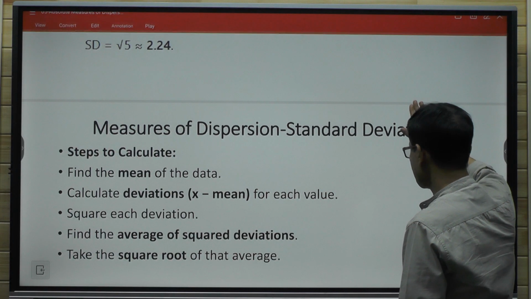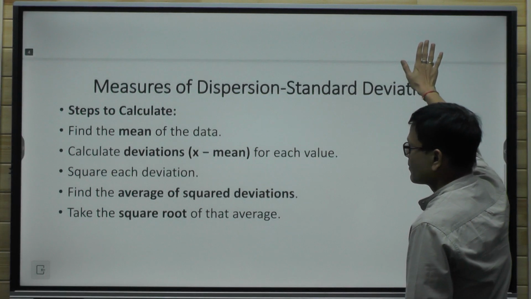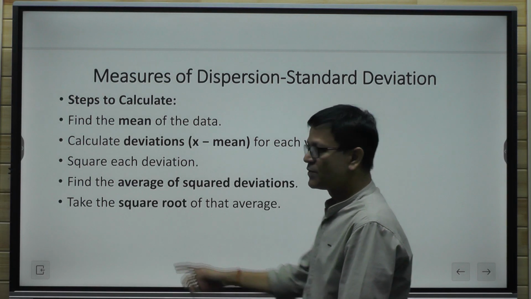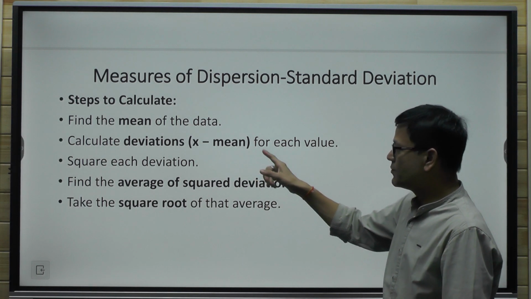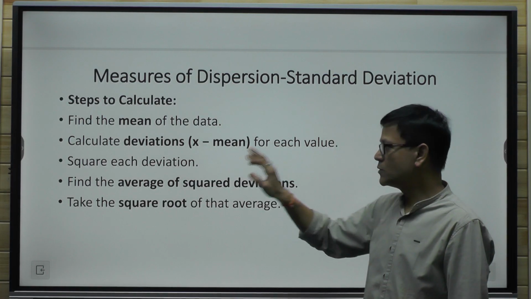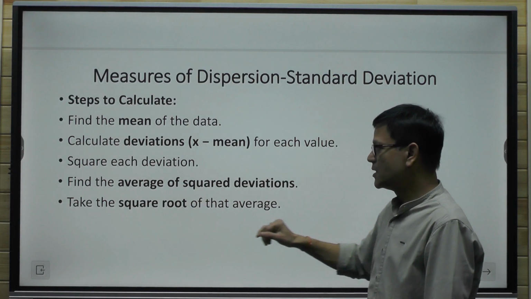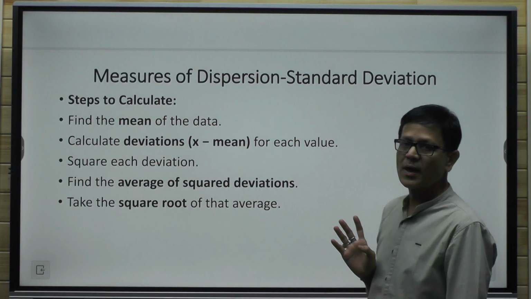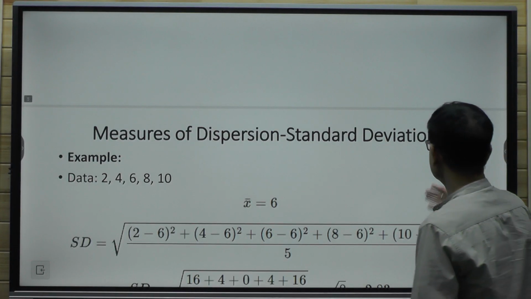Now I am just formalizing the way. Steps to calculate the standard deviation. First step, find the mean. Second, find the difference between the data and the mean for each value. Square the difference, take the average, and take the root of the average of the squared deviations. That gives you the standard deviation.